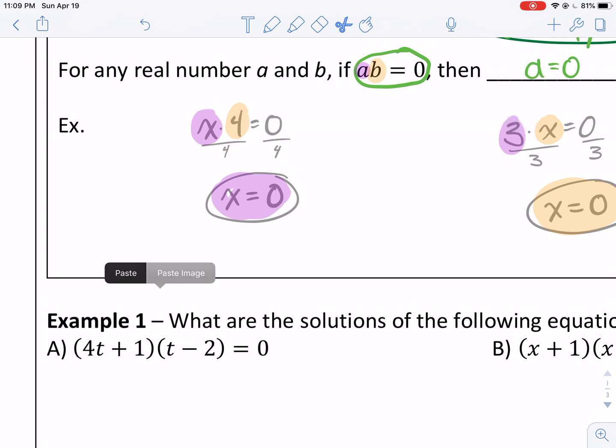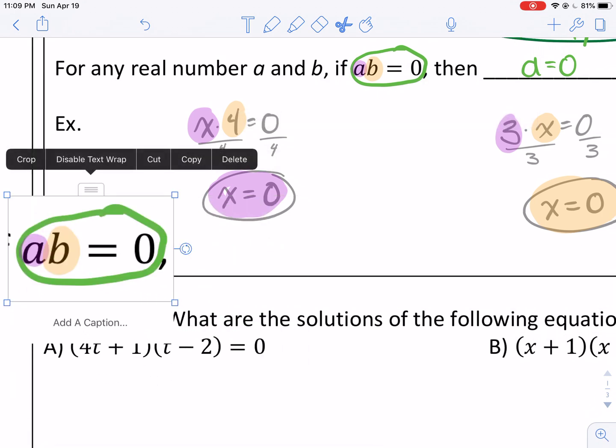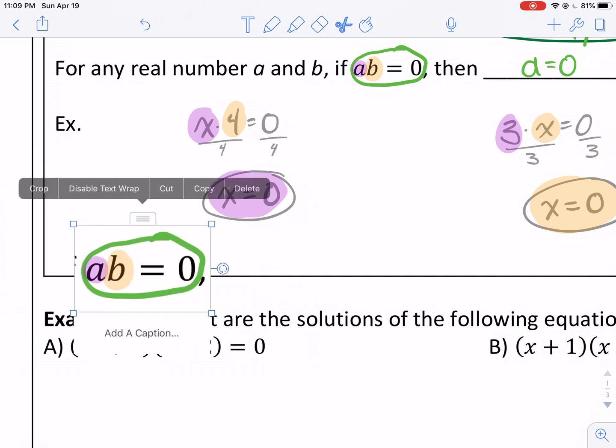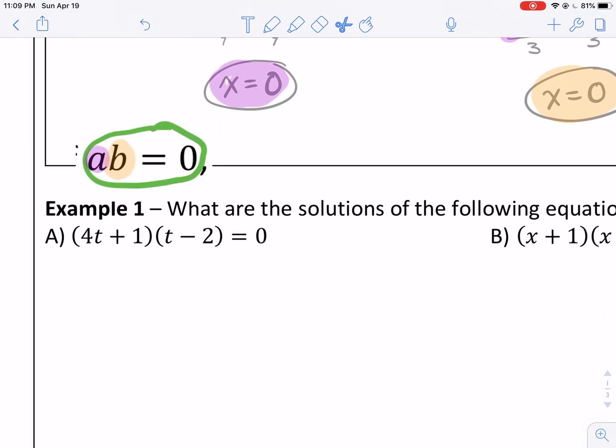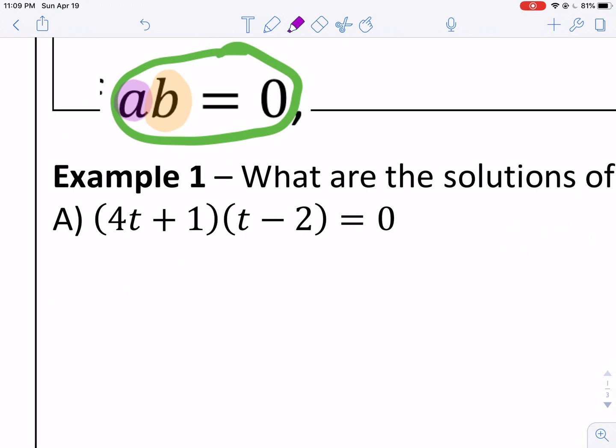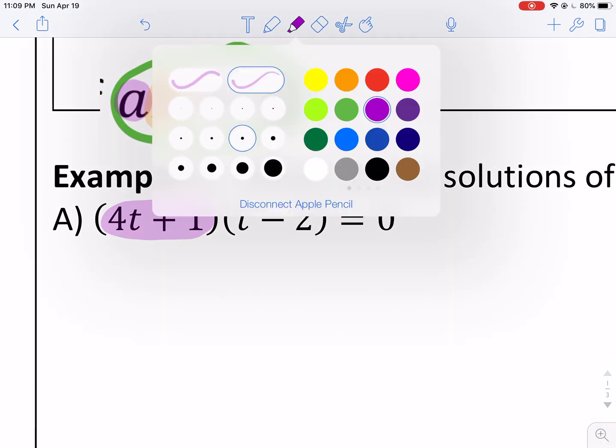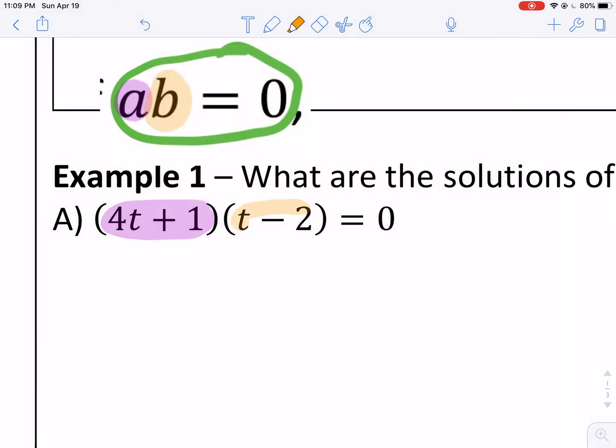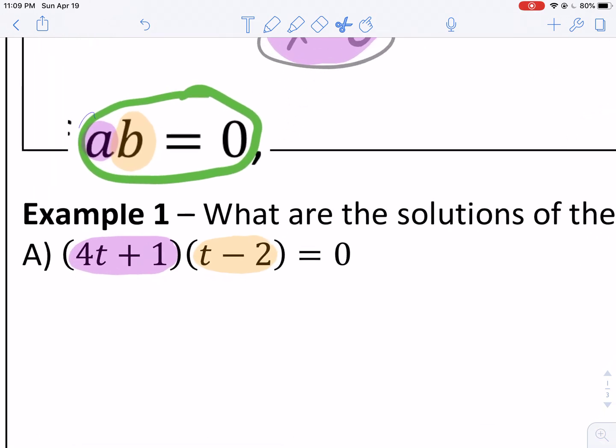Copy, paste image. Nice. That's so cool. Okay, we're going to use that same rule again. But this time, our whole 4t plus 1 expression is our a expression, and our whole t minus 2 expression, that's our b expression. So what we learned up here is either this equals 0 or this equals 0.